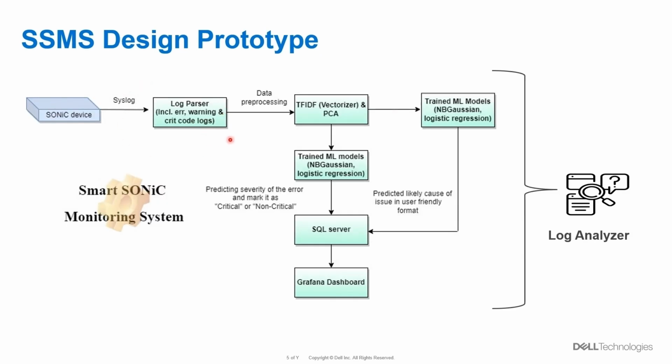The log parser monitors for any error, warning, or critical logs. Then it's pre-processed, and since the data is textual, it's converted into vector format using TF-IDF, and since the feature dimension is high, we reduce it using PCA. Then we feed the data into two ML models. One model predicts the severity of an issue and marks it as critical or non-critical. The other marks the likely cause of the issue in a user-friendly format. This data is then fed to SQL Server and visualized through the Grafana dashboard.